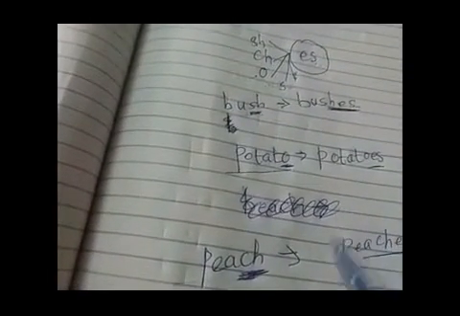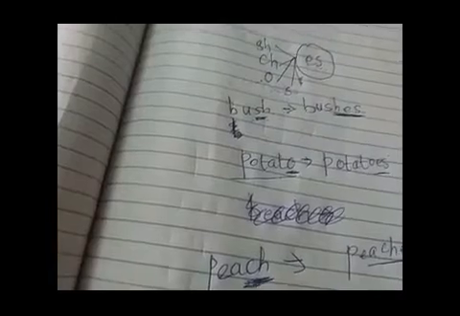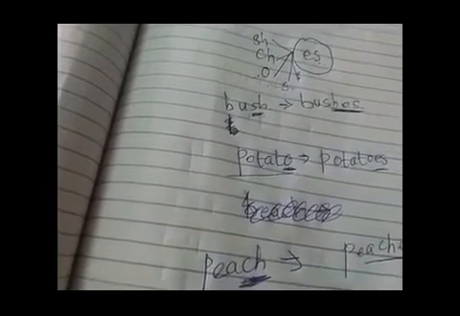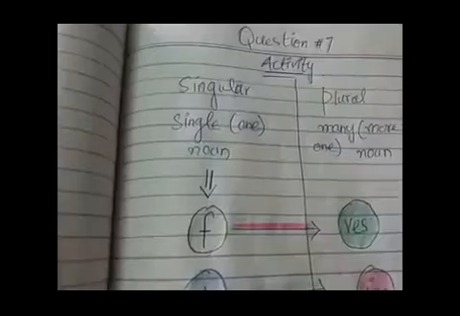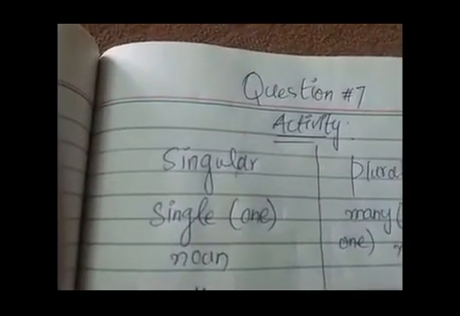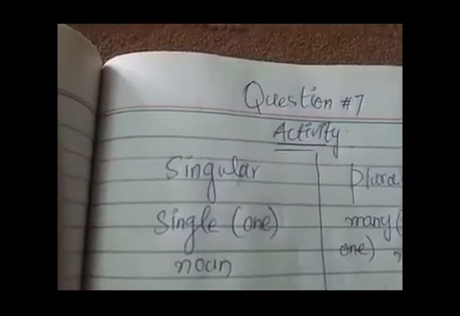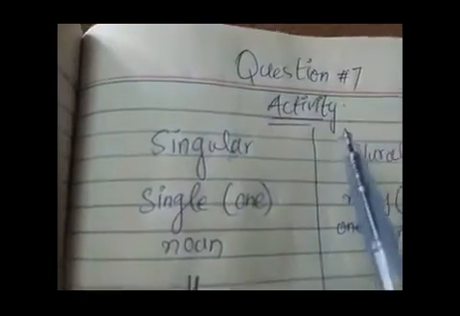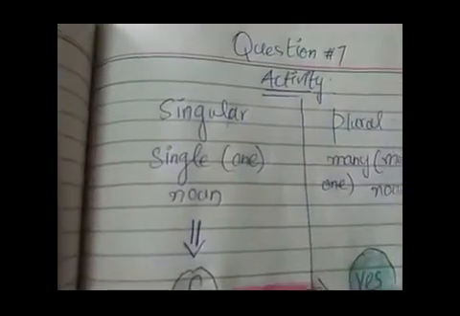I'm going to do it with you. You can do it in your copies as well before starting the question. So the activity should look like this. Okay, students, your activity should look like this. In your SVT copies, before the question, you have to write question number 7 activity. Then you have to write singular and plural. You have to draw a line in between.